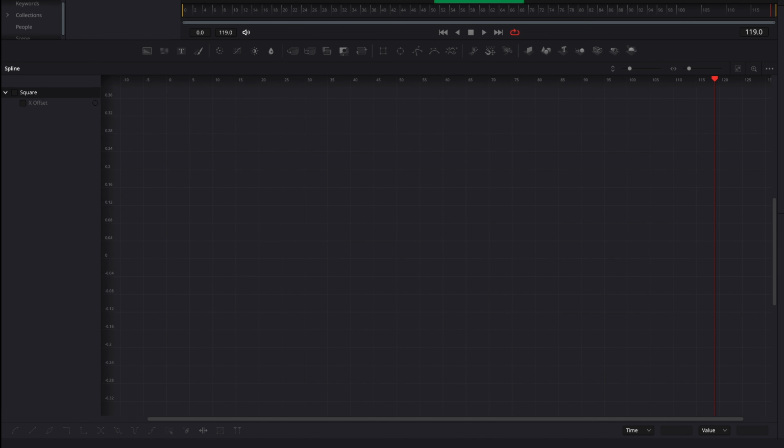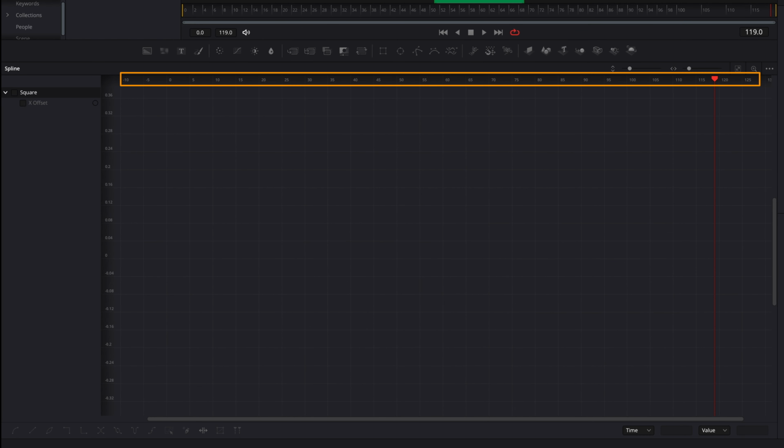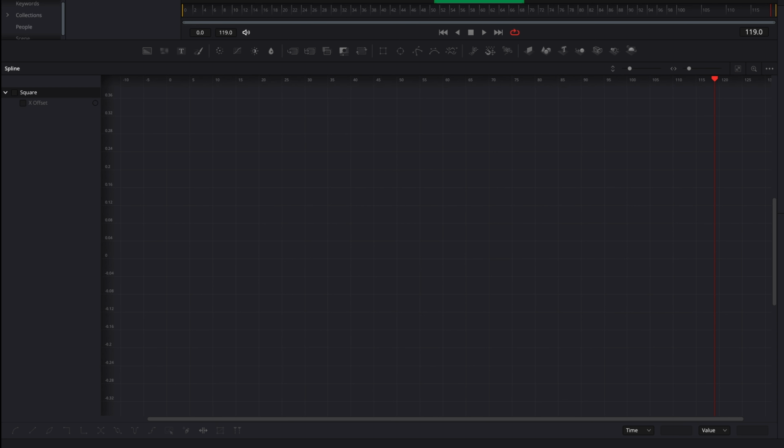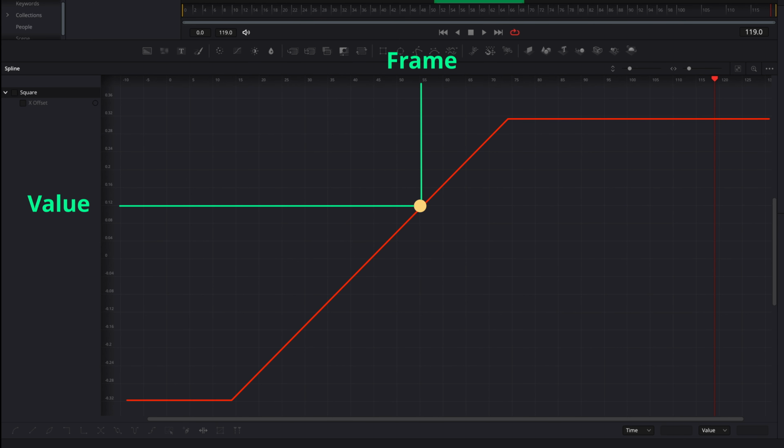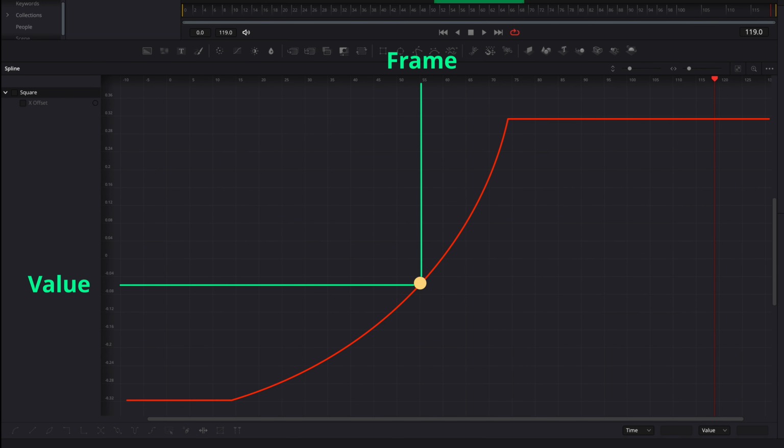It's a graph, to put it simply. Along the top are frame numbers. On the left are numerical values. Anything you can keyframe and resolve has a numerical value. A spline shows the value of a keyframe parameter at any given frame. Altering the shape of a spline alters the value of the keyframe parameter it represents.